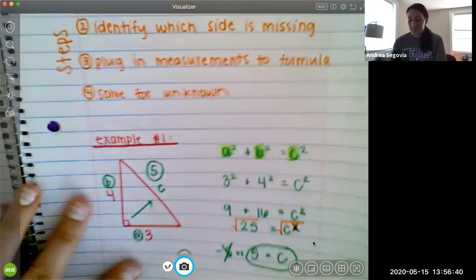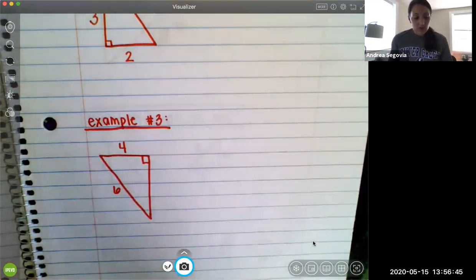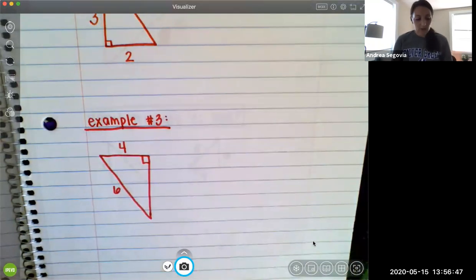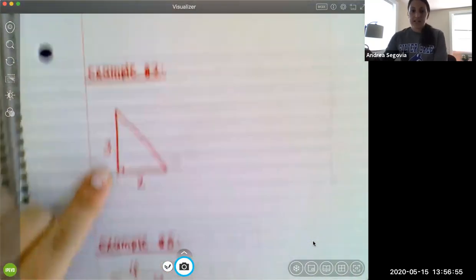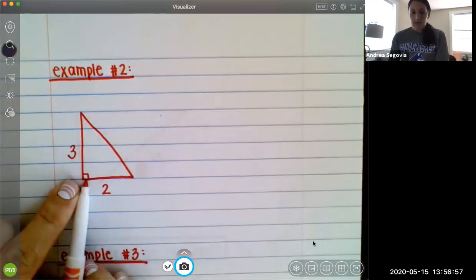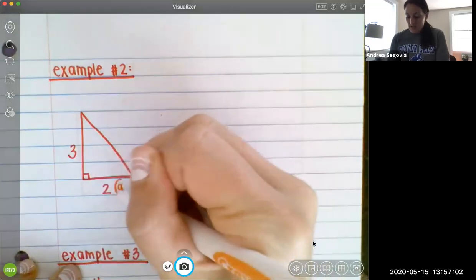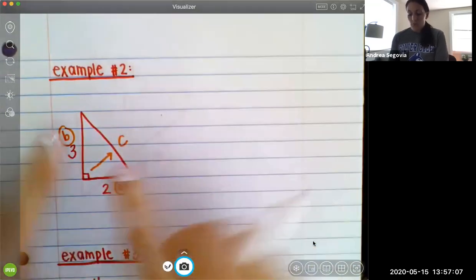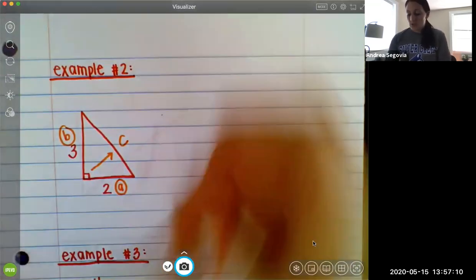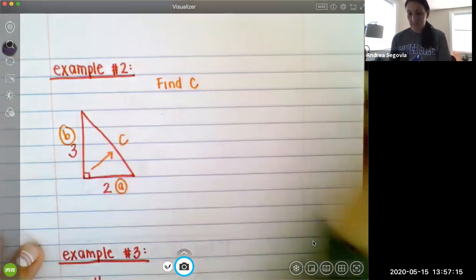Let's try another one. If you want to pause the video and try this one on your own to then check your answers, you can always do that too. All right, let's take a look and see what we have for a triangle. I notice that I have my first step. I'm going to identify A, B, and C. I see my right angle here, which means my two legs are A and B. I'm going to call this one A and this one B. Across from the right angle is side C, which has no measurement, so that means I need to find hypotenuse C. I need to look for C.